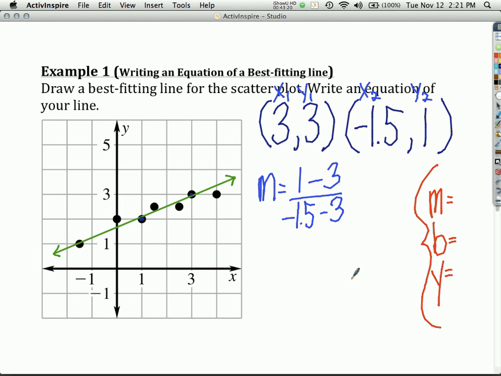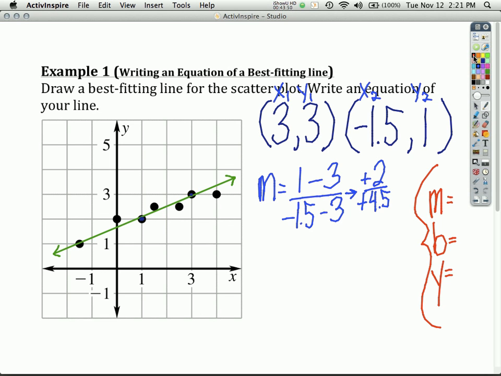Remember, this is real-world data, so we can use decimals. So we end up with negative 2 over negative 4.5. Negative over negative means it's positive, and we already knew that, like Dalton said, this is a positive slope. And so when we divide those, what do we get? What's our slope actually become?